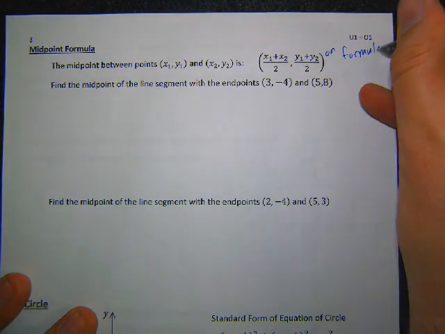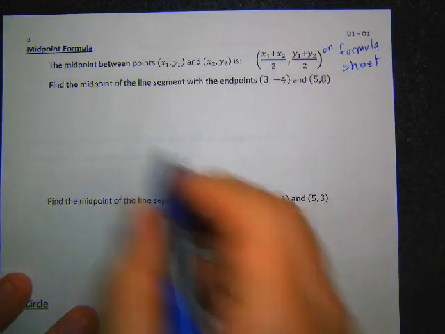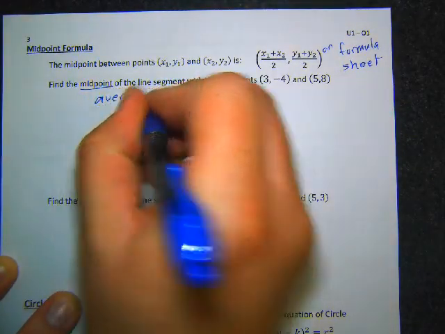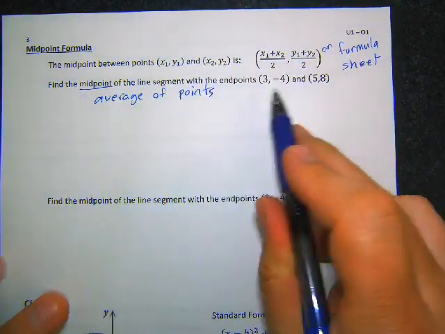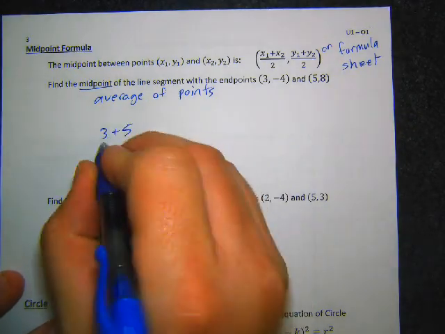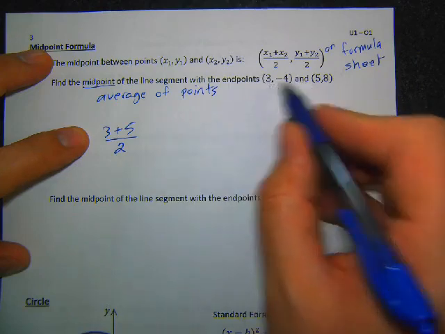But I'll just tell you right now, I don't actually ever use this formula, because I just remember that if I want to find the midpoint, it is the average of the points. So if I want to find the average of 3 and 5, I take 3 and 5, add them up, and then divide by 2. That's the average of these two numbers. So you average numbers by adding and dividing by 2.